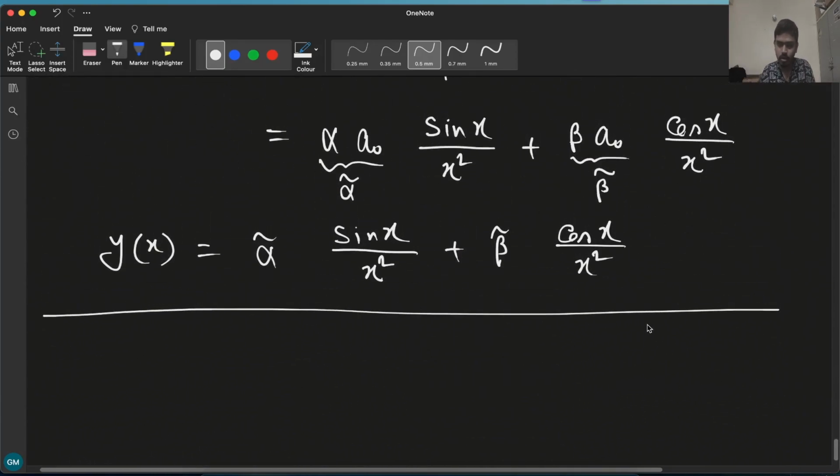So do it yourself. I think it will not be difficult. It will be similar to this treatment. Okay, so that's all for today.